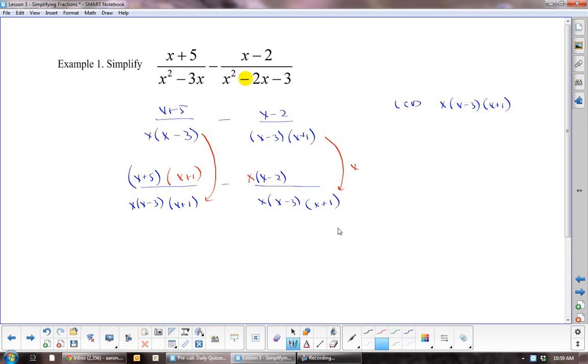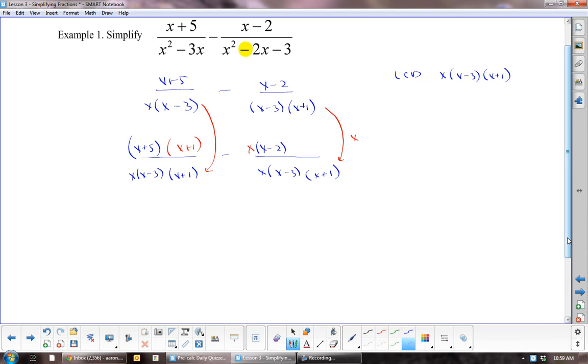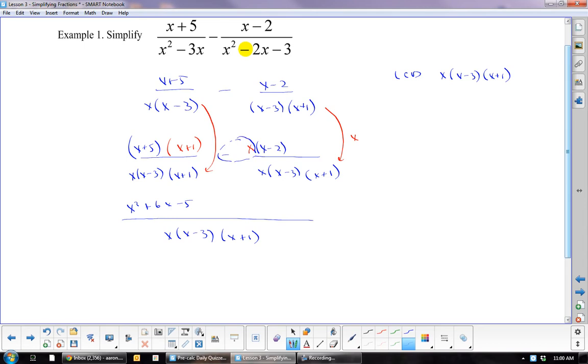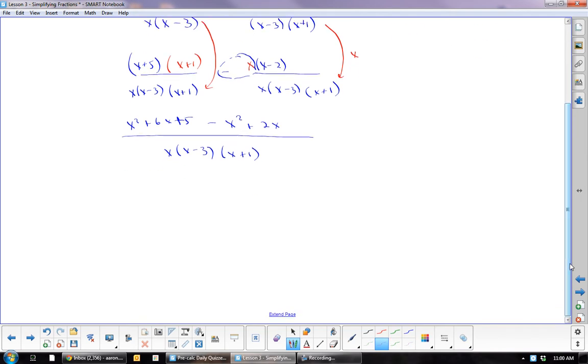Now we just want to FOIL the top, which works out to be x squared plus 6x minus 5. I'm just going to write this all over the common denominator. Now this is a negative x out front, so when you multiply the negative x in, you get negative x squared plus 2x. The x squareds are going to cancel each other out, because I have x squared minus x squared, they're gone. So I have 6x plus 2x is 8x plus 5, and on the bottom, my common denominator.